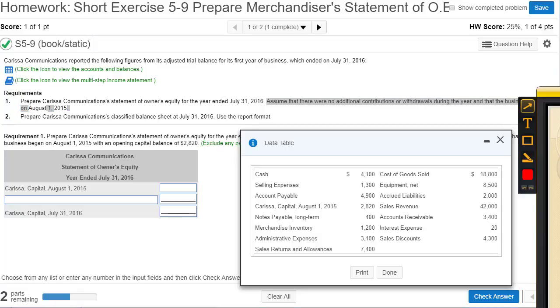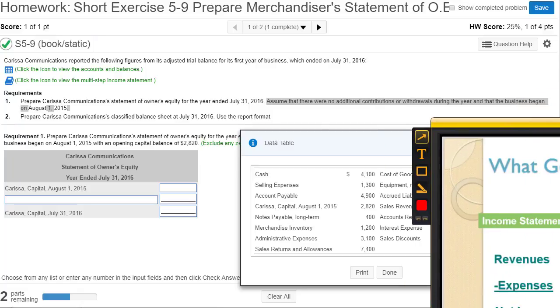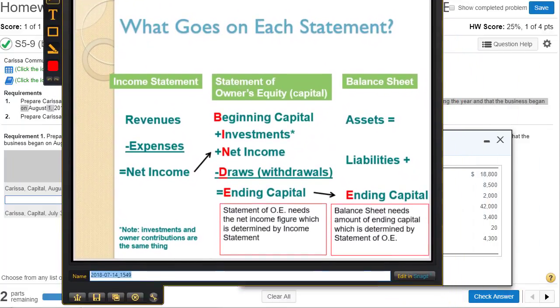So let's review our financial statement formulas. The financial statements are done income statement first: revenue minus expense gives us net income. Then we use the net income in the statement of owner's equity, which shows us what has happened to capital. We start with beginning capital. We add any investments, also known as owner contributions. We add net income or subtract a net loss. We subtract any draws, and that gives us our ending capital.